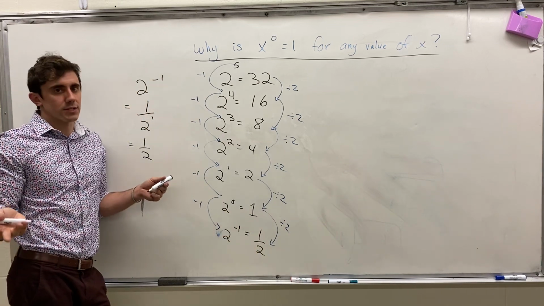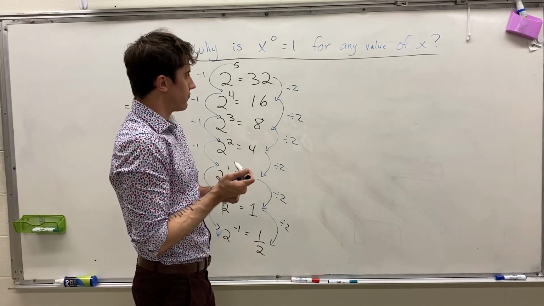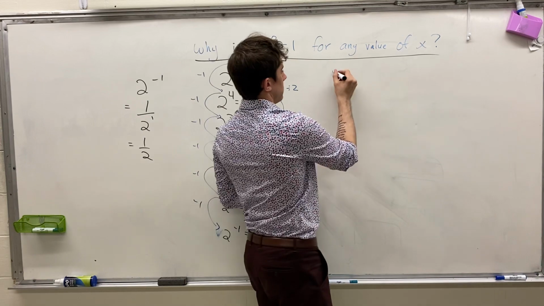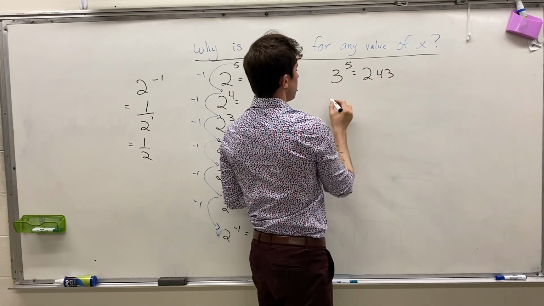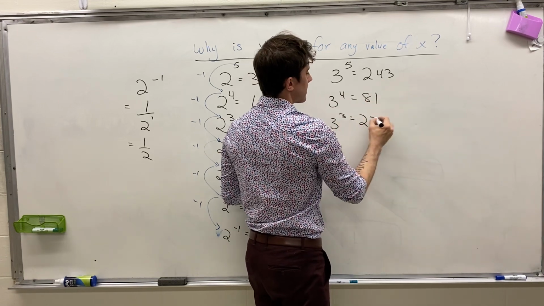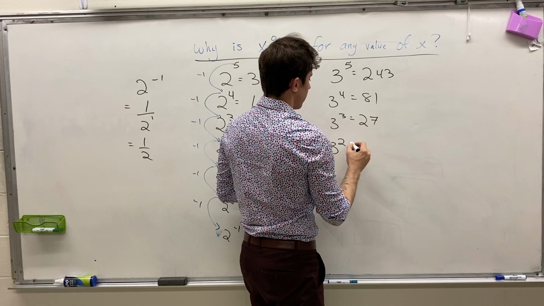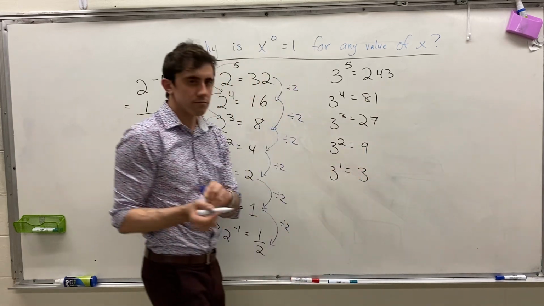Now maybe 2 is just unique in this way. Well, let's explore something else. Let's explore the base of 3. So we have 3 to the power of 5, that is 243. 3 to the power of 4, we have 81. 3 to the power of 3, we have 27. 3 to the power of 2, we have 9. 3 to the power of 1, we have 3.